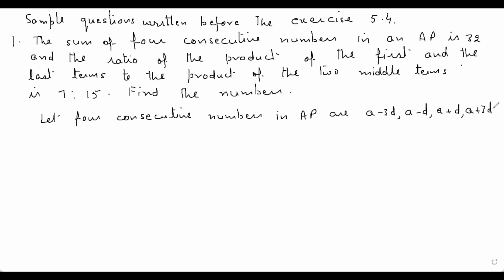Whenever we are to take four consecutive numbers in AP, we will take a minus 3d, a minus d, a plus d, a plus 3d. So be careful while taking the numbers. And according to the question, the sum of four consecutive numbers in an AP is 32. It means a minus 3d plus a minus d plus a plus d plus a plus 3d is equal to 32. Now this and this is cancelled and this is cancelled.